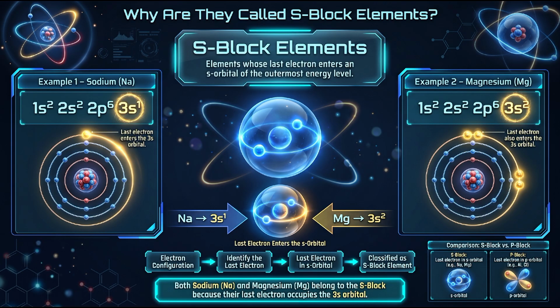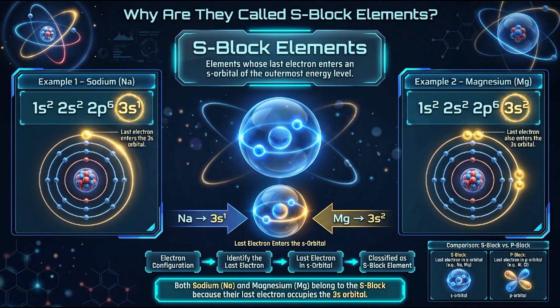Let us first examine sodium. Sodium has an atomic number of 11, meaning it contains 11 electrons. Its electronic configuration is 1s², 2s², 2p⁶, 3s¹. This configuration tells us that the first 2 electrons occupy the 1s orbital, the next 2 occupy the 2s orbital, the next 6 occupy the 2p orbitals, and finally the last electron enters the 3s orbital.